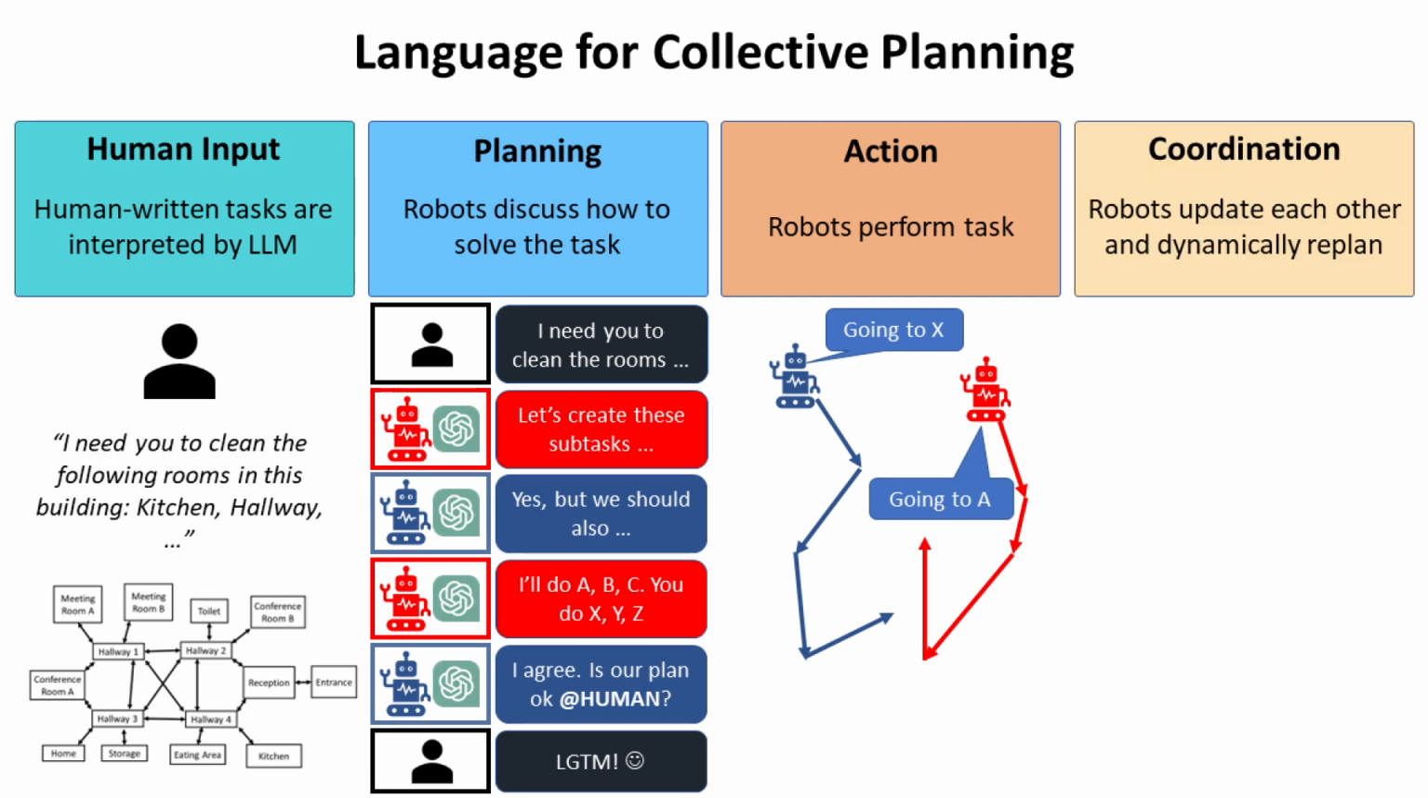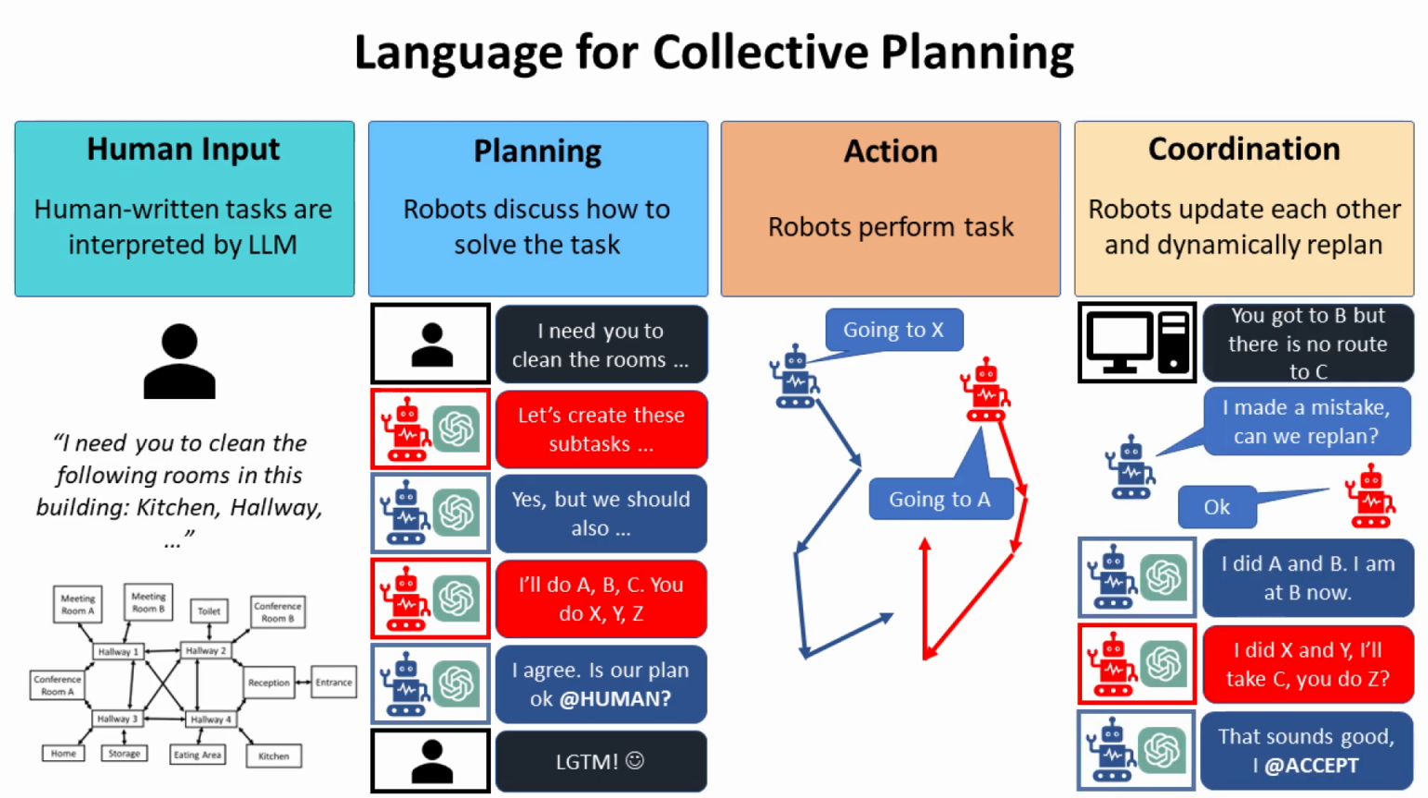Finally, the robots can coordinate and can actually dynamically update and replan if anything goes wrong. So if a robot discovers that it can't get somewhere, or that it made a mistake, or even that the large language model hallucinates, which is always a possibility, they can initiate a replanning process with their neighbor and have another go, adjusting the plan on the fly to achieve the task.